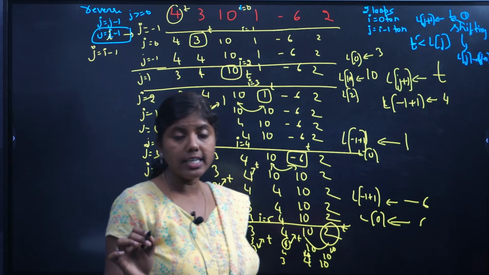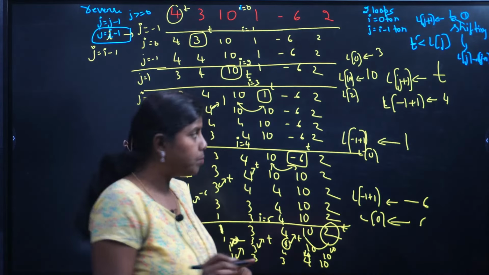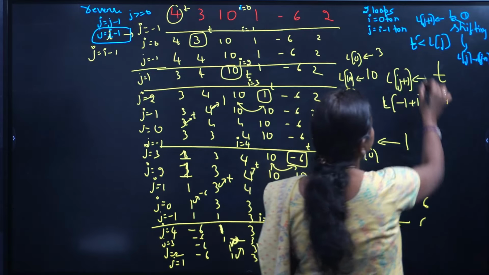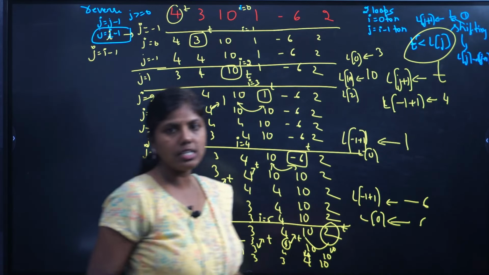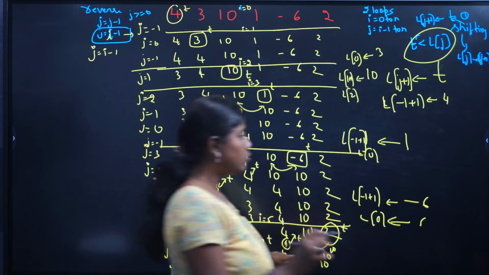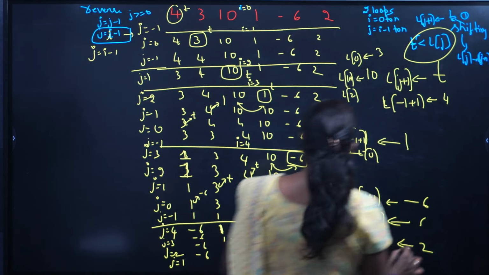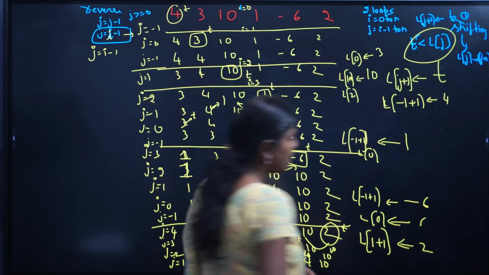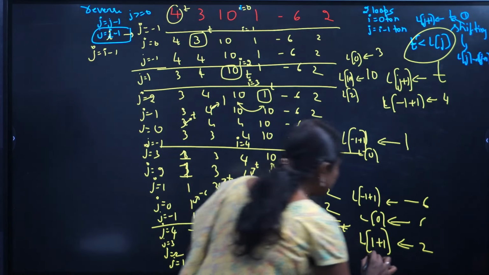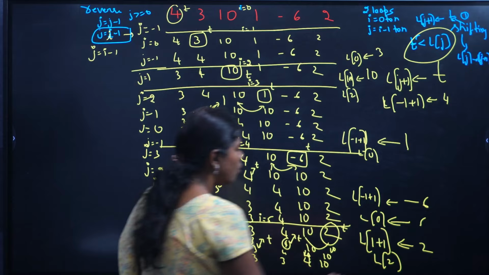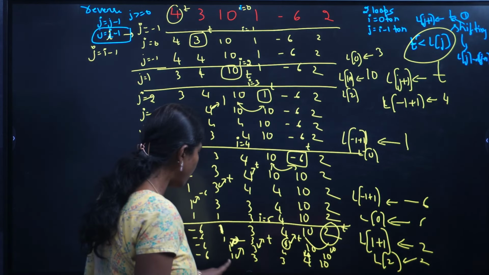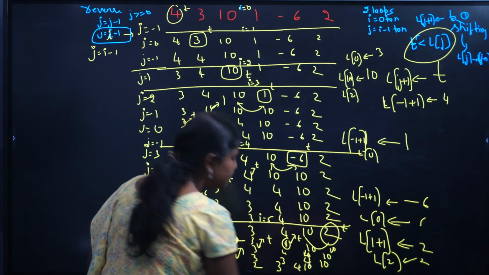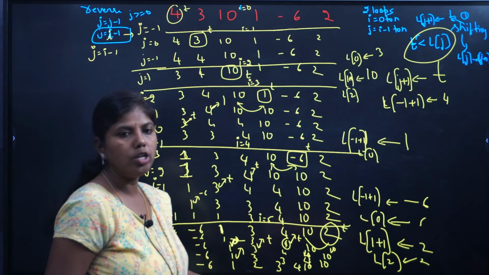It does not satisfy the condition. What do you have to do? You have to stop the loop. What does not satisfy? t does not satisfy L of j. You just have to shift it now. What is the value of j? j is equal to 1 plus 1. 1 plus 1 is 2 only. Store 2 in 2. That means minus 6, 1, 2, 3, 4, 10.